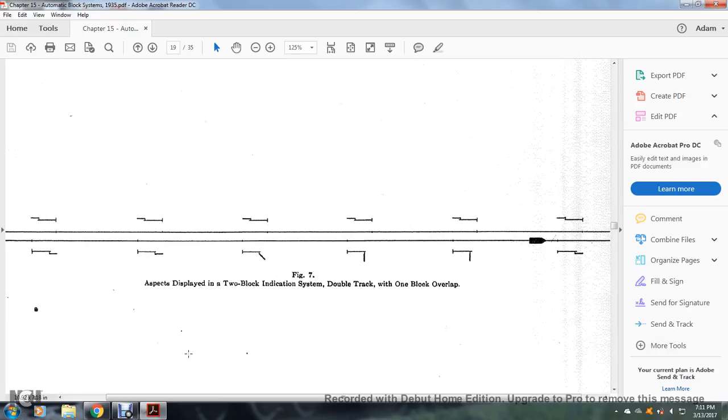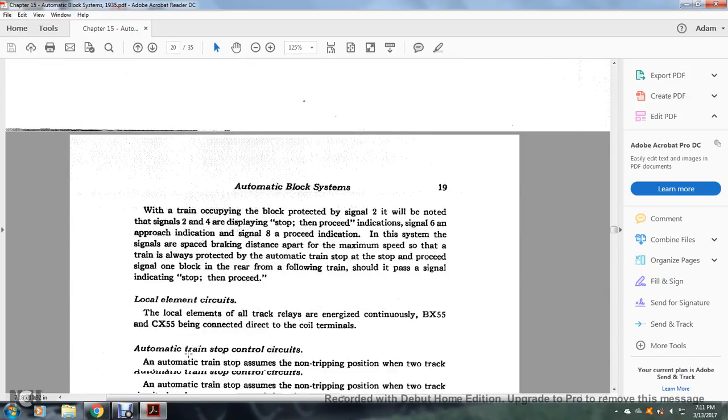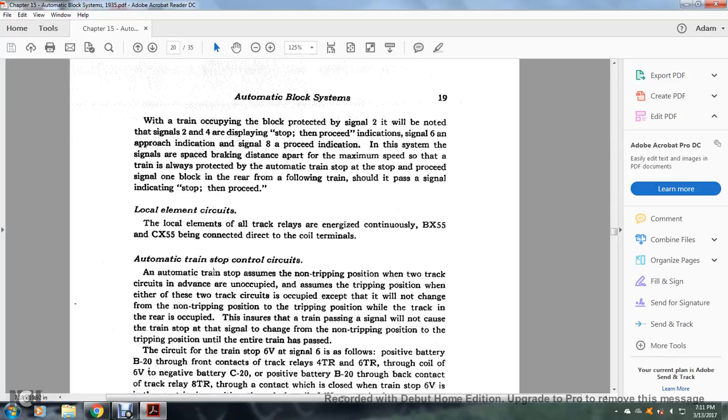Figure 7 shows the aspects displayed in the 2 block indication, double track, 1 block overlap. When a train occupies a block track protected by signal 2, signals 2 and 4 are displayed as stop-then-proceed indication, then signal 6 approach indication, and signal 8 proceed indication. The system spaces the braking distance apart with the maximum speed, so the train is always protected with automatic train stop. At the stop-and-proceed signal, blocking the rear of the following train, the train should have passed the signal to stop and then proceed.